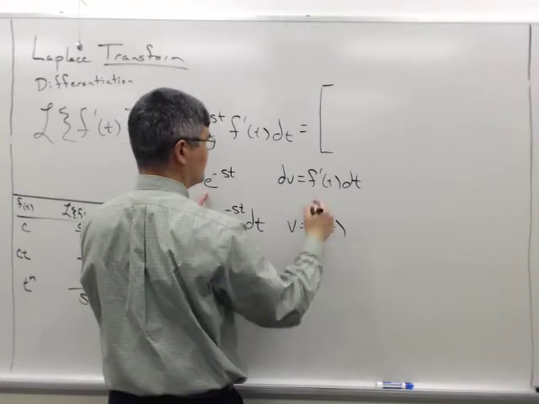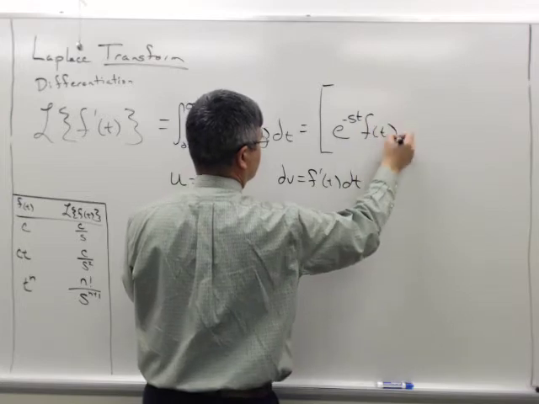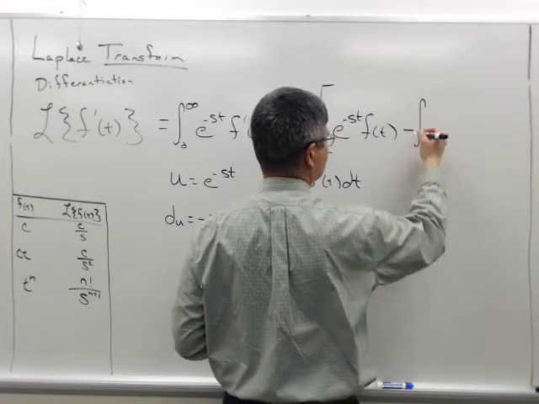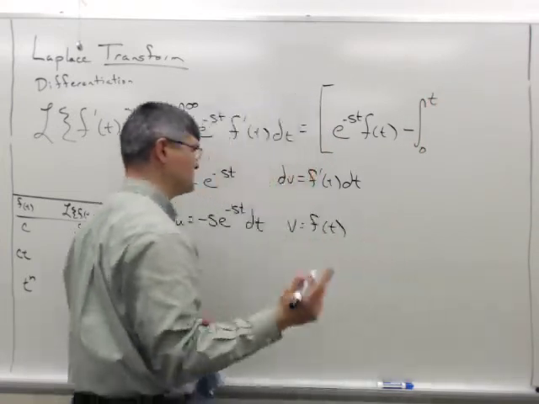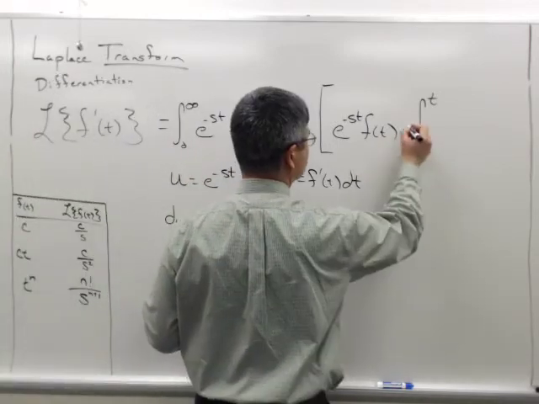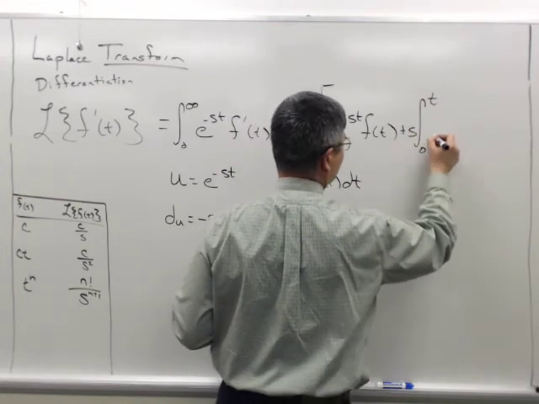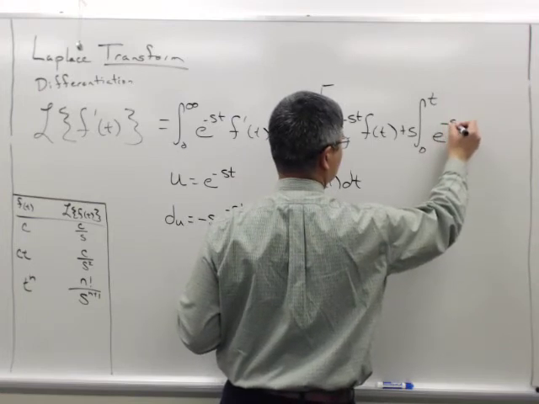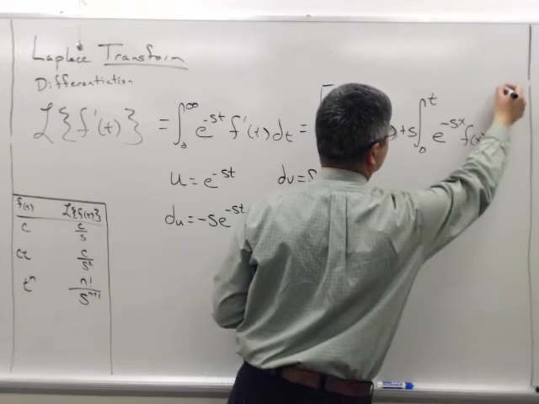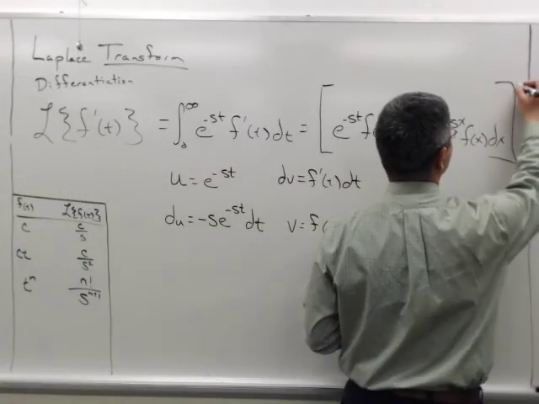So when I do this integration, here's what I get. It's uv minus the integral from 0 to t, and this time I will change the variable, of v du. So this is plus s times the integral of e to the minus s x f of x dx, and that's evaluated from 0 to infinity in t.